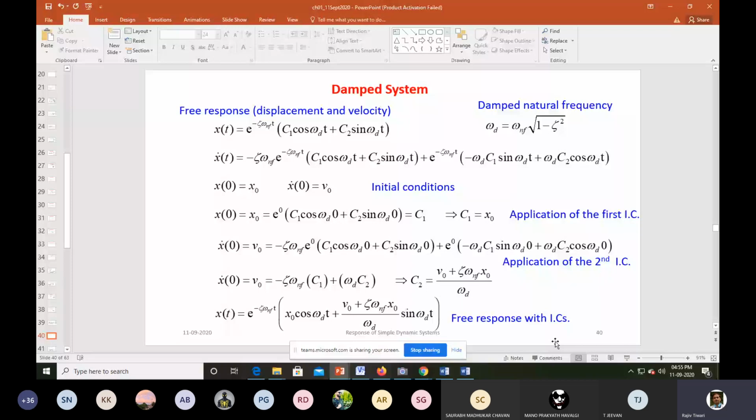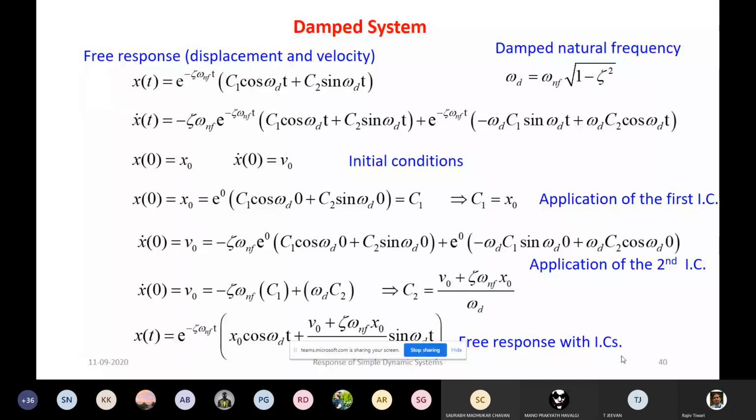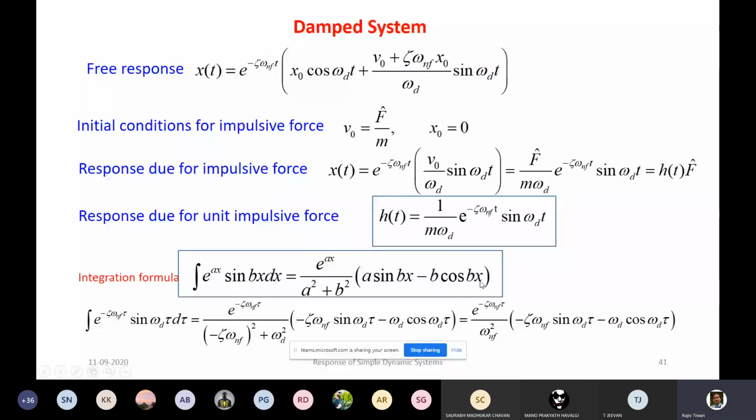how we can get the impulse response. So this is the same expression having initial displacement and velocity. When we are applying impulse, we know V naught is given by this impulse divided by mass, and x naught is 0. This we already saw when we applied the impulse. This is the initial condition. So we can replace V naught by this here, and x naught we can keep as 0.